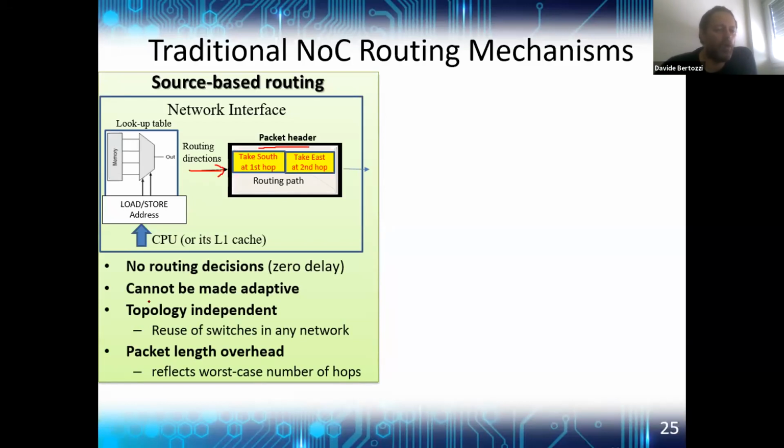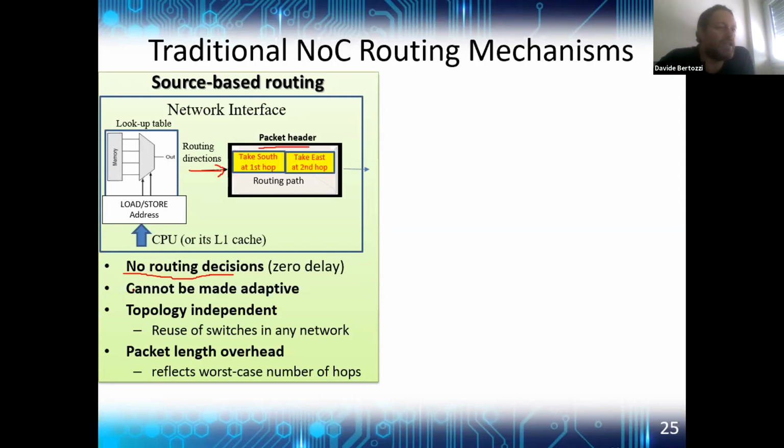You don't have to perform any routing computation in your switches. It's, so to say, zero-delay routing computation in the switches, because the switches just strip off the header the routing directions that they have to enforce. So there is no computation for them. But this is not an adaptive strategy. Adaptivity means that in the switch, you take decisions about routing based on in situ actual operating conditions.